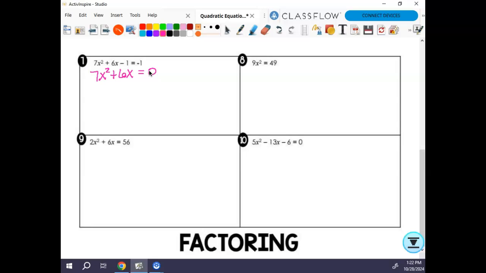Am I going to end up with 2 binomials like I did before? No. First thing I'm going to do is look for a GCF. What's my GCF? X. So x, I factor that out. That leaves me with 7x plus 6 equals 0.